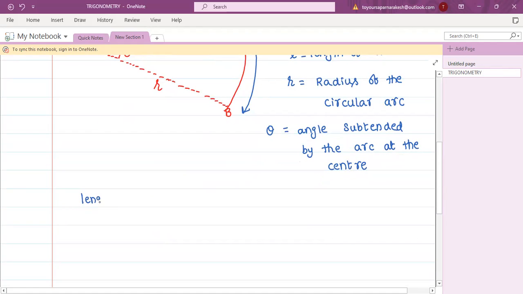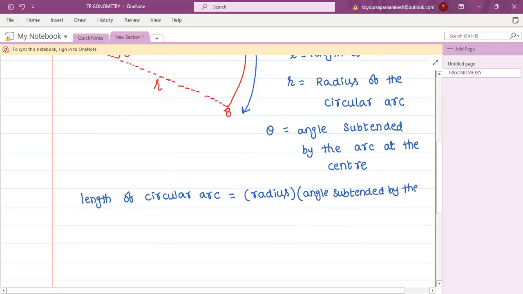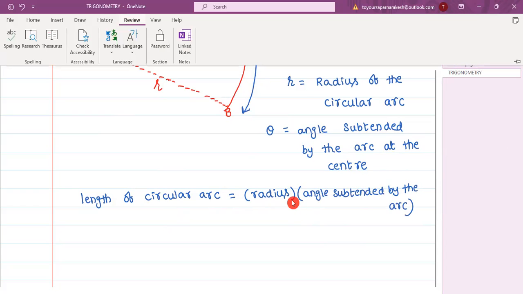What is the formula we have to follow to find the length of the circular arc? The formula is radius into the angle subtended by the arc. This is the formula to find the length of the arc: radius into the angle subtended by the arc.